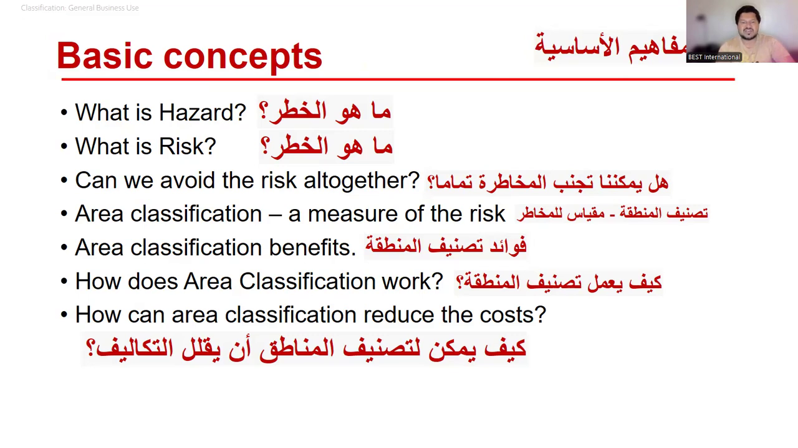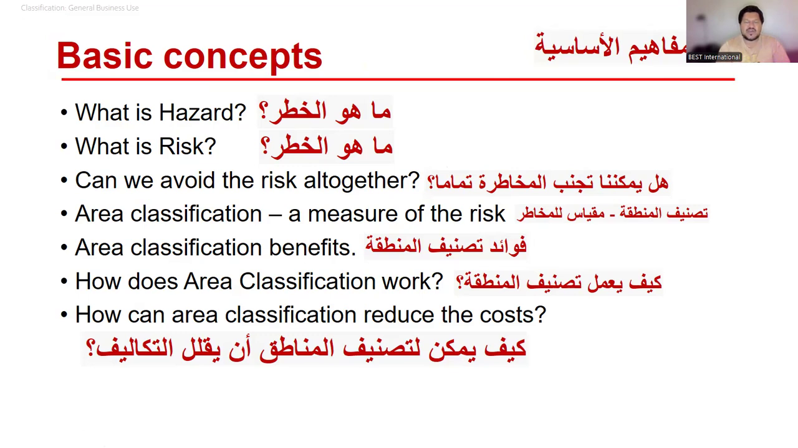Why is this classification helping? How can we keep our employees and stakeholders working directly or indirectly in those areas safe, and most importantly, how are we going to ensure the safety of our assets, the business, the environment, and especially the nearby community as well? And the question for you is: how can area classification reduce cost? So these are the basic concepts we have discussed so far. Let me see how you comment on it.